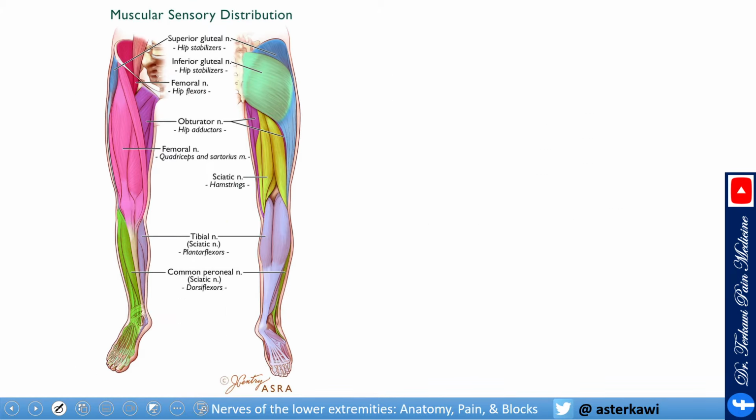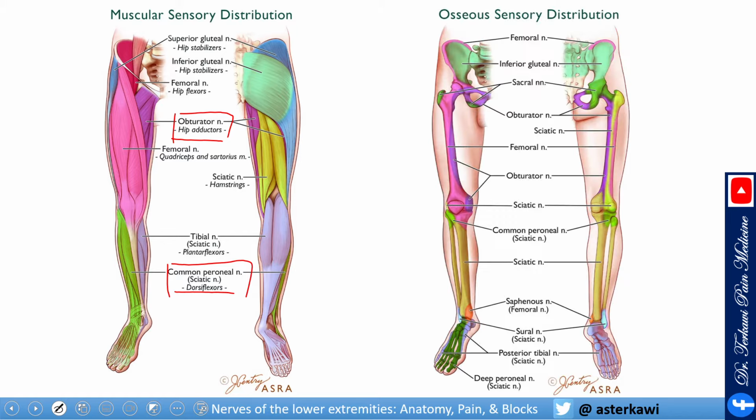And here you have the myotome. It's also very important to differentiate between myotome, osteotome, and dermatome. So for example, the obturator nerve here really supplies the adductor muscles. The quad muscles and the sartorius muscle by the femoral nerve, the hamstring by the sciatic nerve. And when you go down, you see that the common peroneal nerve, which is a branch from the sciatic nerve, is responsible for the dorsiflexor muscles, plantar flexor from the tibial.